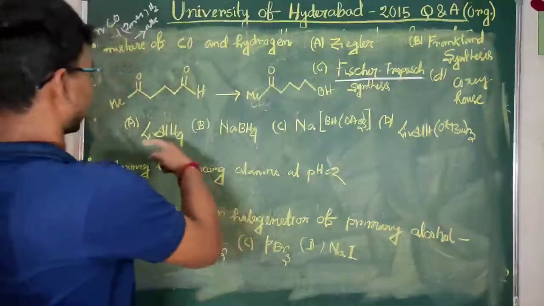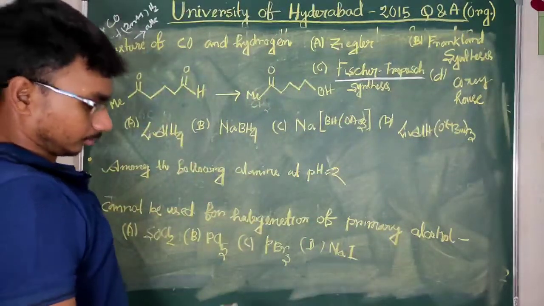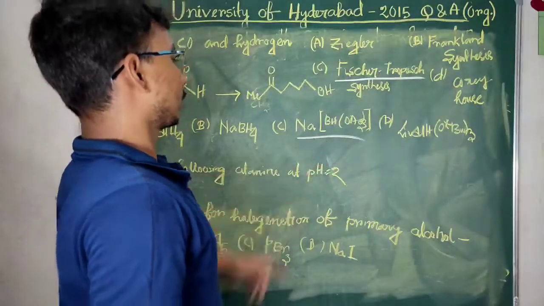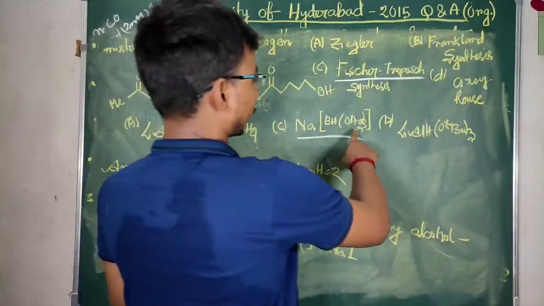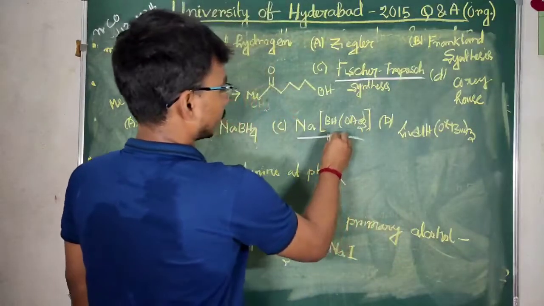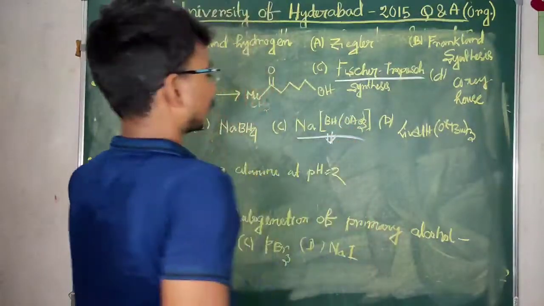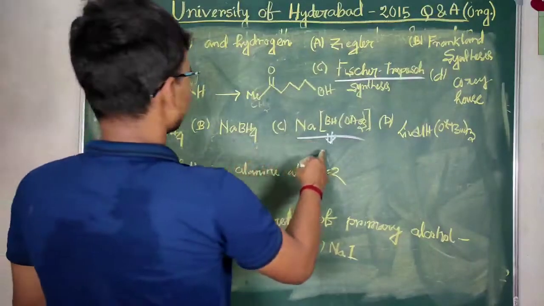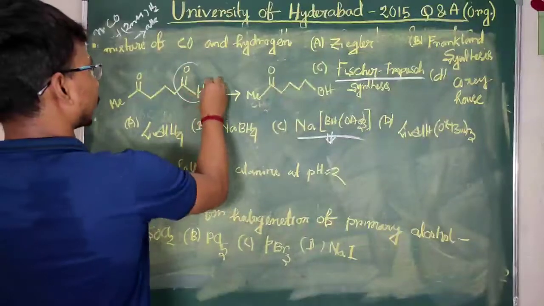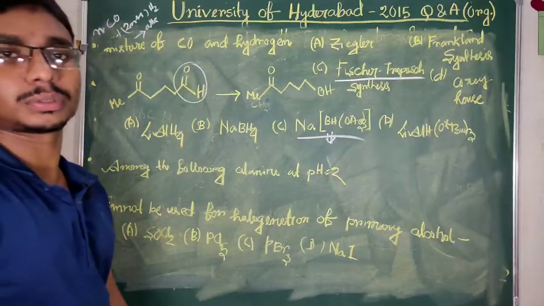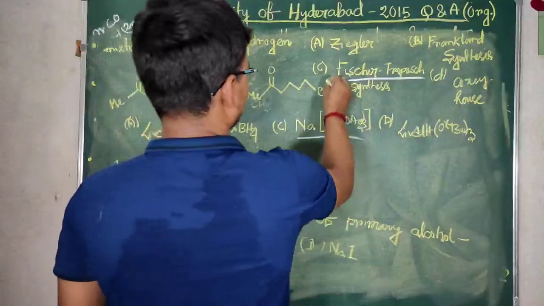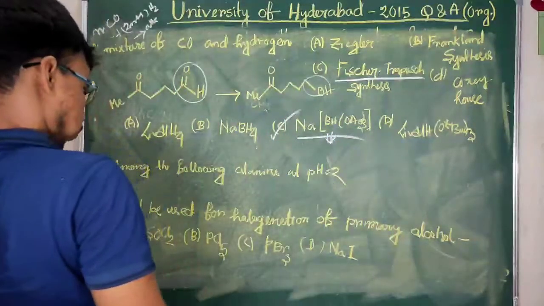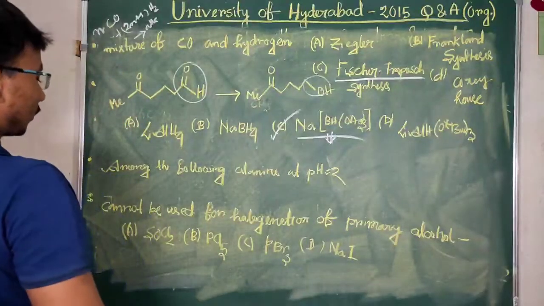LiAlH(OtBu)3 also reduces the ketone. So the only option left is sodium triacetoxyborohydride. It's a selective reagent. It will preferably attack the more reactive aldehyde carbonyl center and turn it into an alcohol. So the answer will be sodium triacetoxyborohydride. What is our next question?